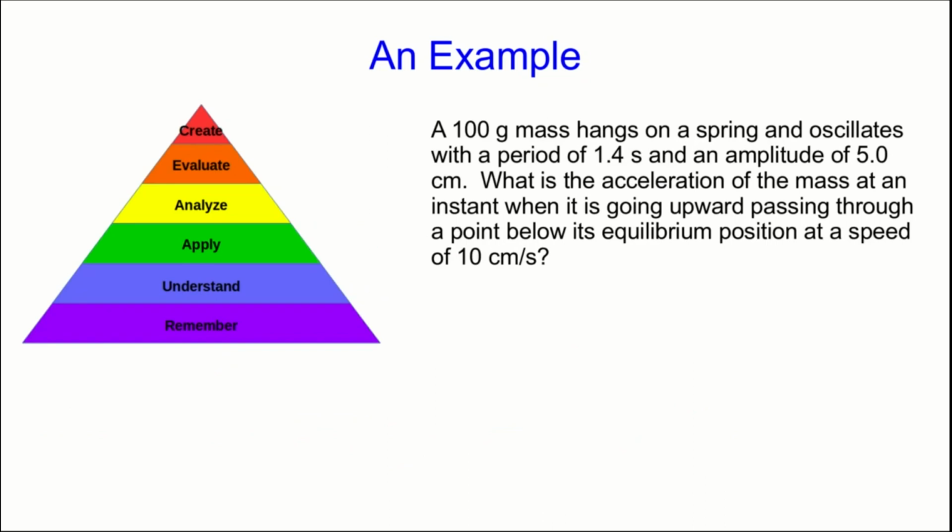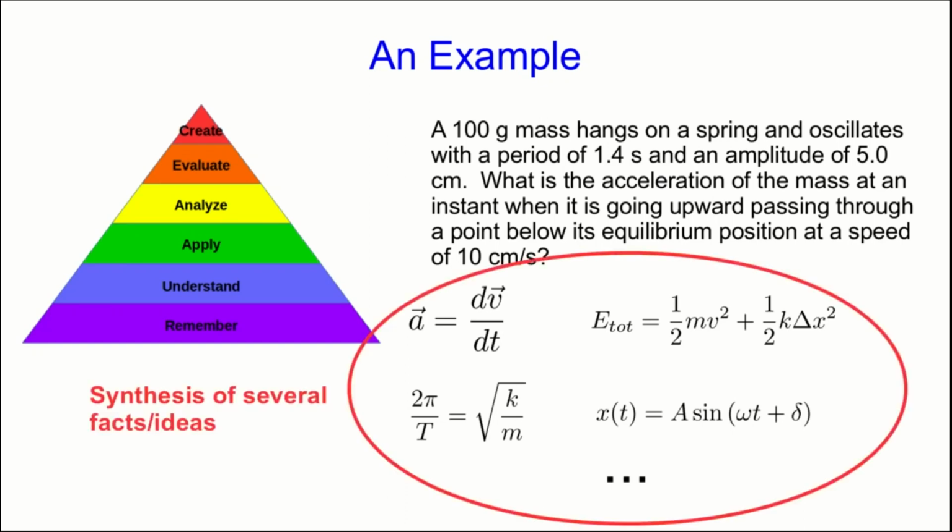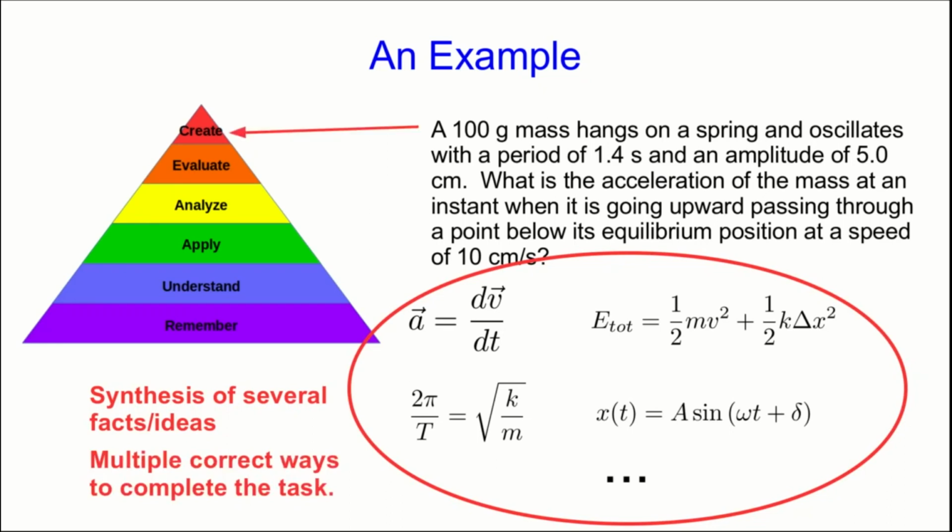Finally, and skipping a few levels in the taxonomy, I might give a question like this. Now this is quite complex. They would use the definition of acceleration somewhere in the solution, but it would also involve a number of other ideas. Those could be put together in many ways, and there are many possible solutions that would all arrive at the correct answer. So this involves synthesis of several facts or ideas, and there are multiple correct ways to complete the task. Those are all characteristic of something at the create level in Bloom's taxonomy.